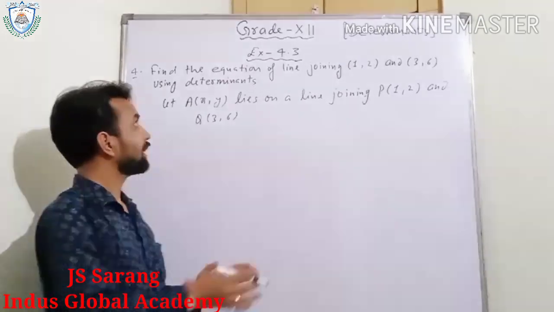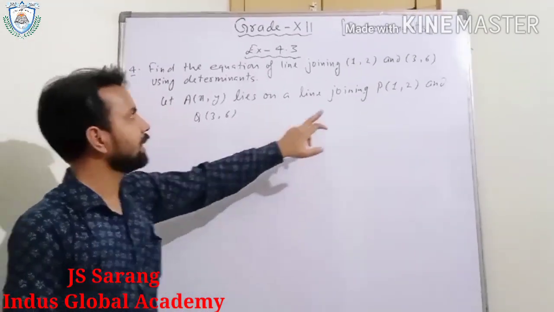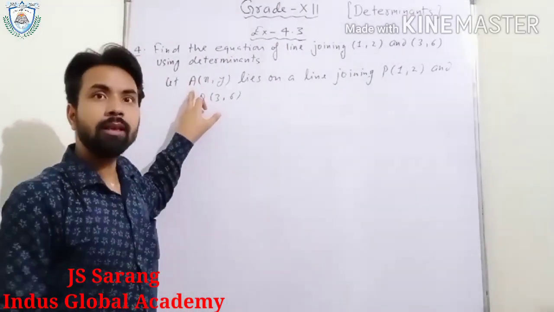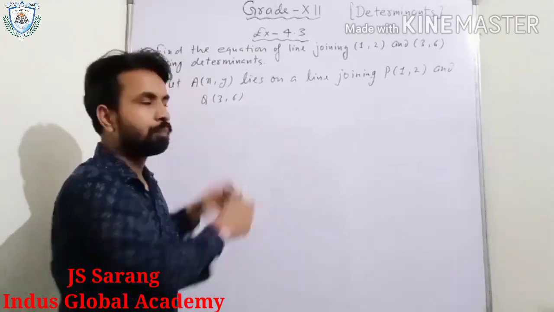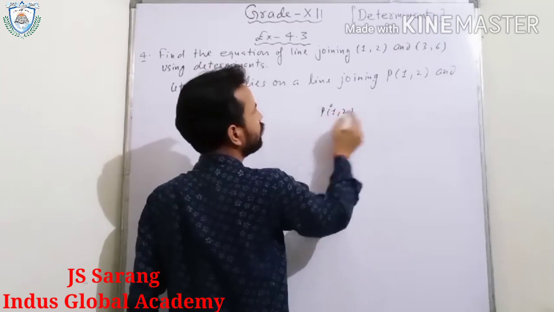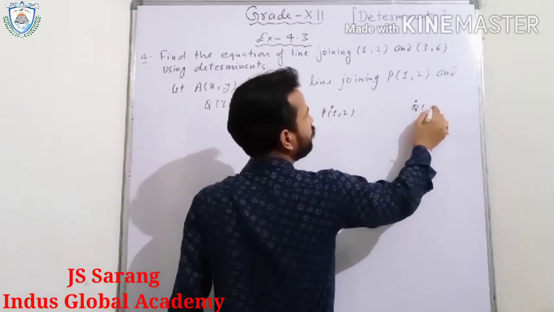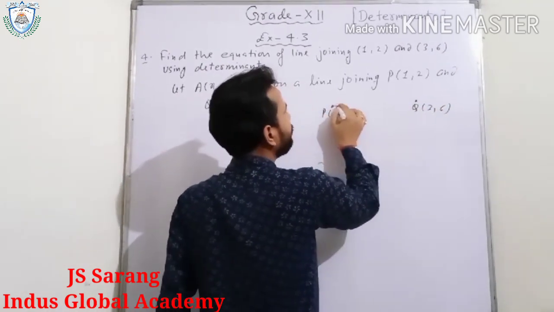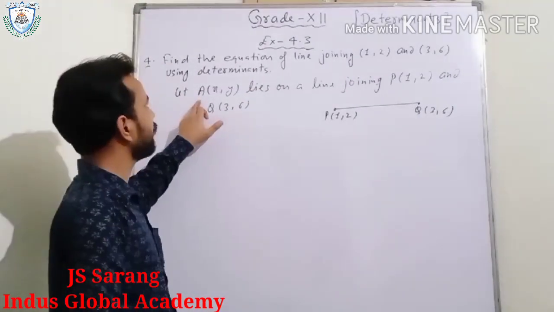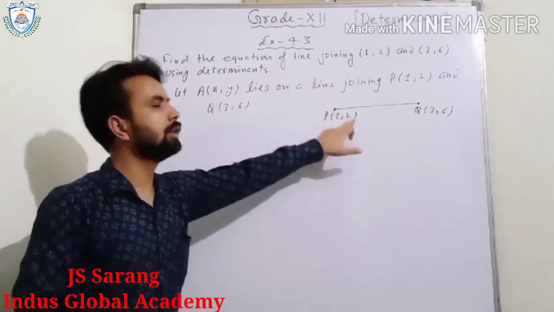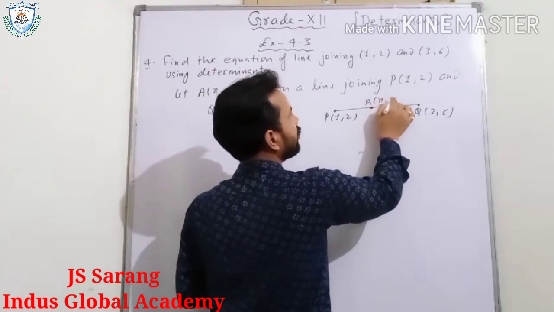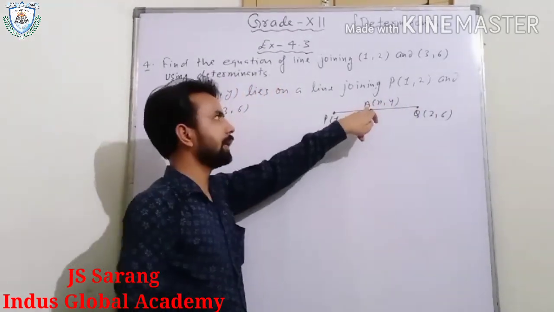Understood? So what is the meaning of this? There is a line joining these 2 points P and Q, and A is another point which lies on PQ. See, this is a point P (1, 2) and this is a point Q (3, 6), and PQ is a line joining these 2 points. But here I considered another point A (x, y) which lies on this line. So this is the third point A which lies on PQ, that is A (x, y).